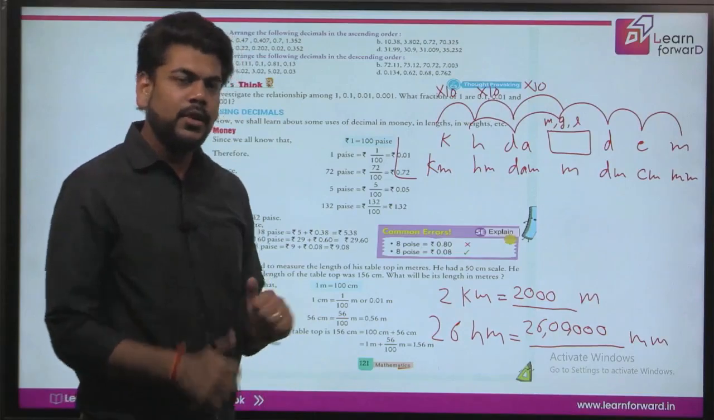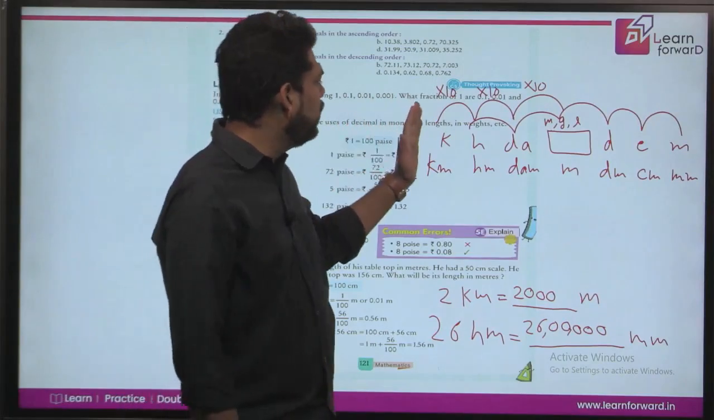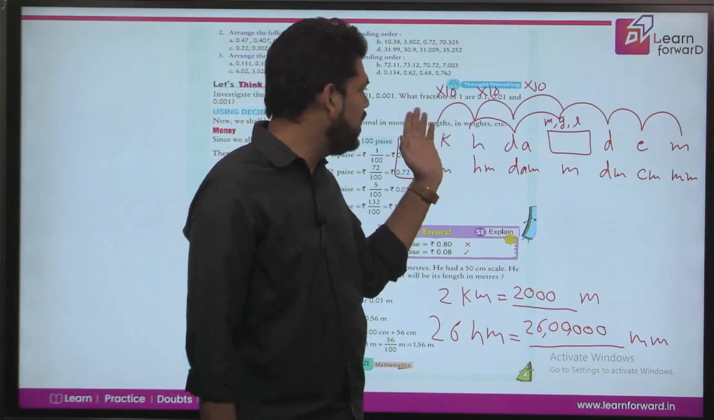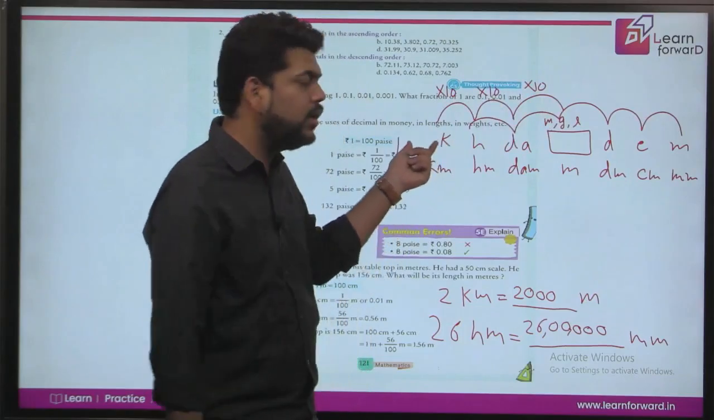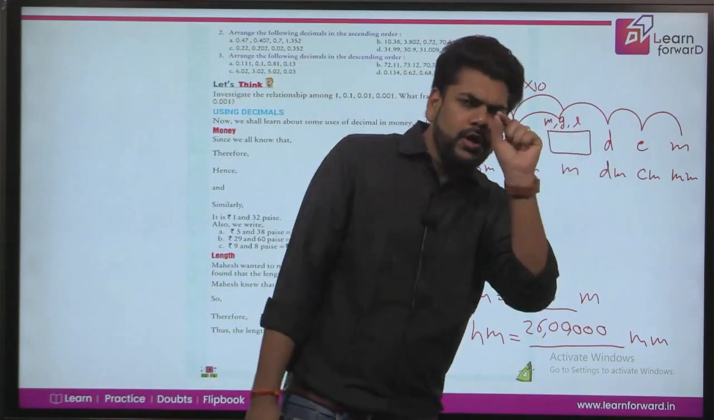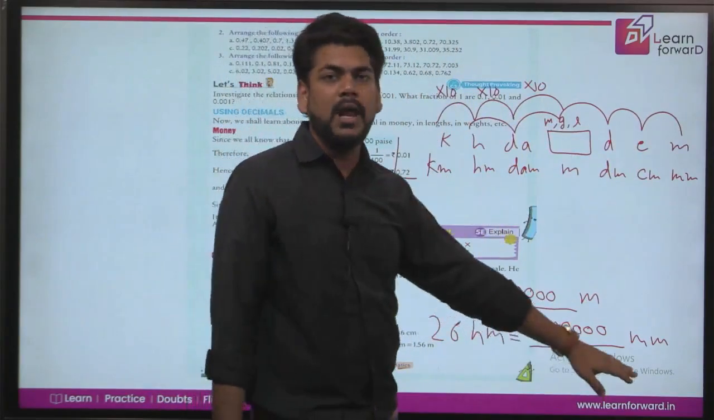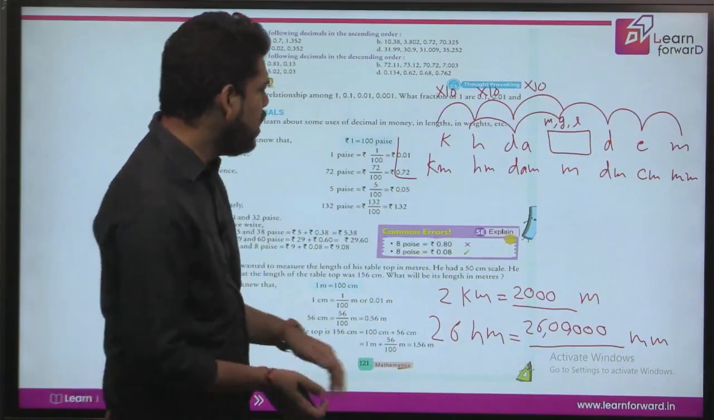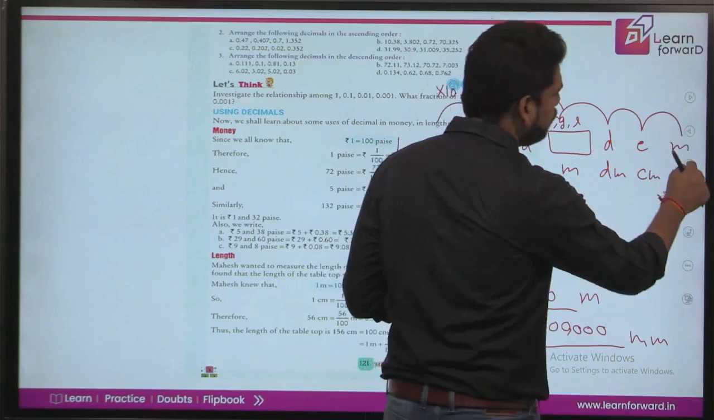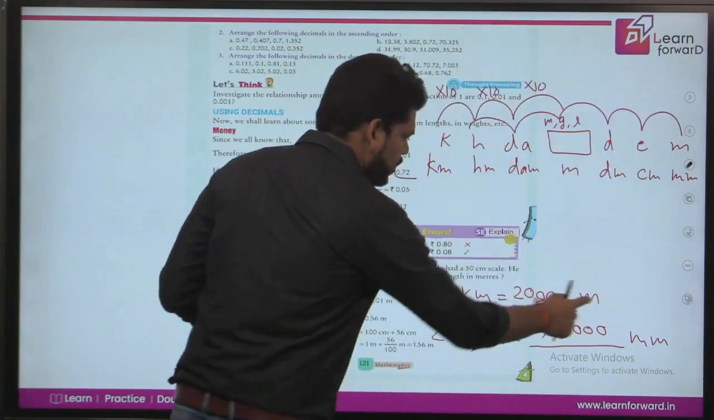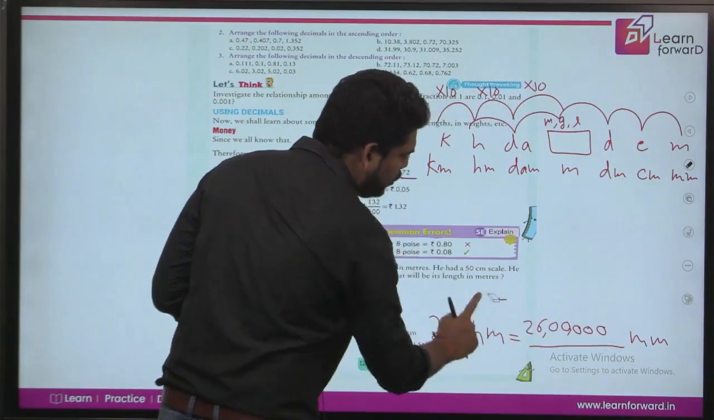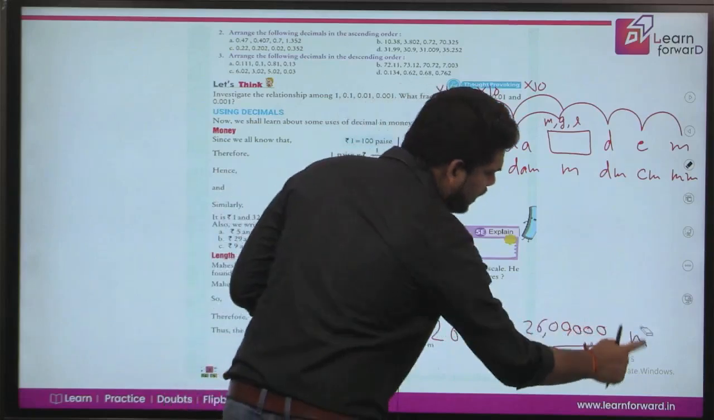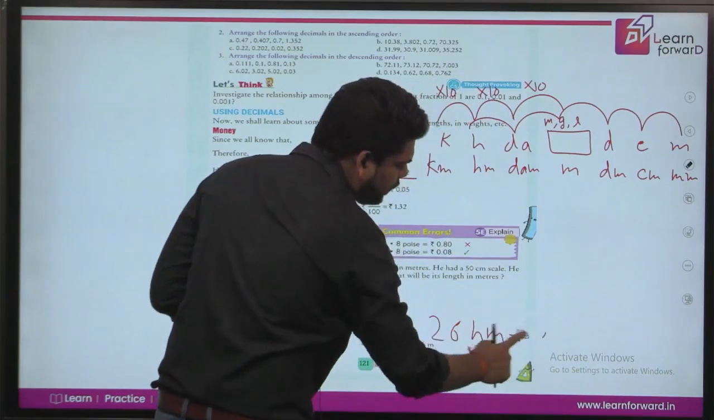Got it? Whenever you want to reach from left side to right hand side, from bigger unit kilometer to small unit millimeter, we will multiply by 10 on each step. Fine. I hope these two examples are clear to you. Now let us see, what if I want to reach the bigger unit if I am given the smaller one.